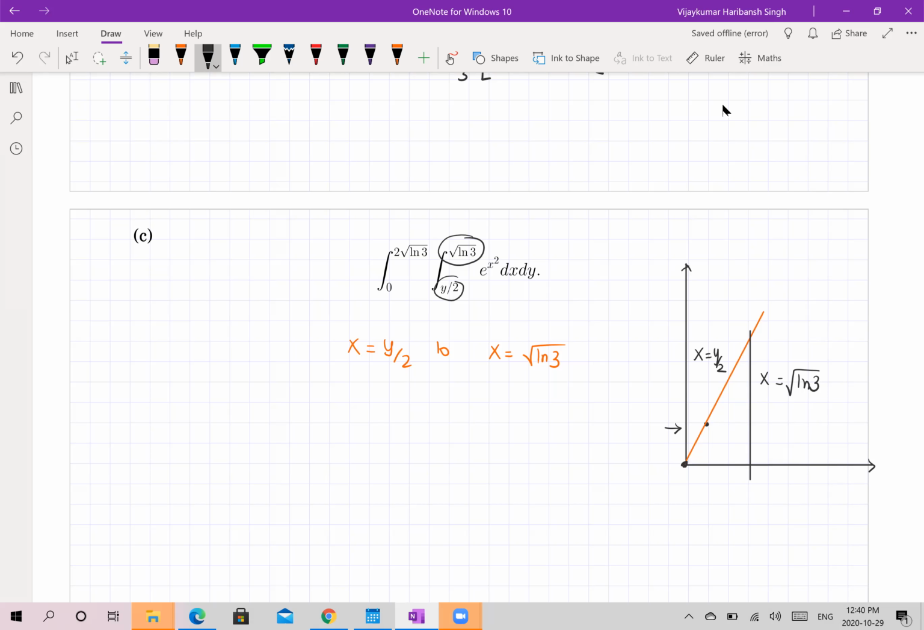And then your y changes from where to where? So y changes from 0 to, now notice that x equals to y by 2, so y here is actually y equals to 2x. So y at this point is going to be 2 square root of ln 3. So we are essentially at this point, right? So this is the region over which we are integrating. Now this problem is interesting because now suppose I want to integrate it.